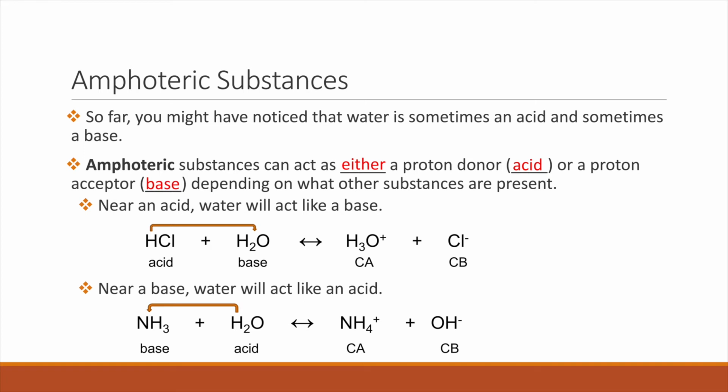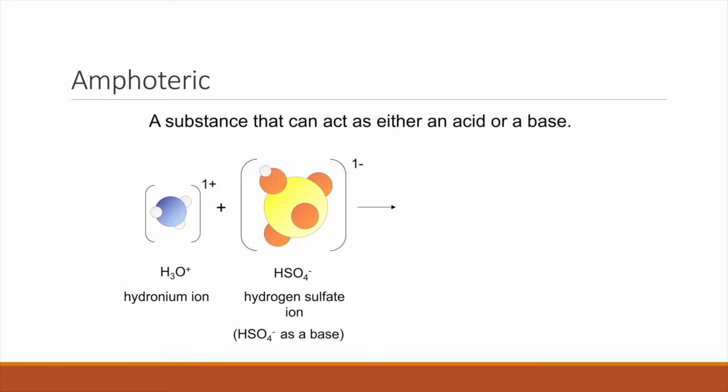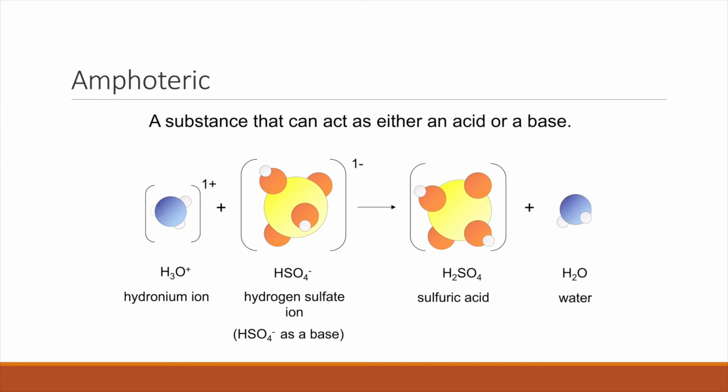Water isn't the only substance that will do that. There are other things like hydrogen sulfate. Right? Here I'm going to show you how hydrogen sulfate, HSO4 minus, will act as a base, a proton acceptor. So I've got hydronium on the other side. It's going to give its proton. And now I've got sulfuric acid and water on the other side. Right? So that was the hydrogen sulfate acting like a base.